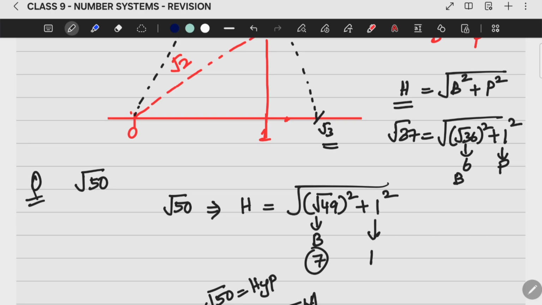You will not be asked a very big number. It will almost always be a perfect square plus 1.